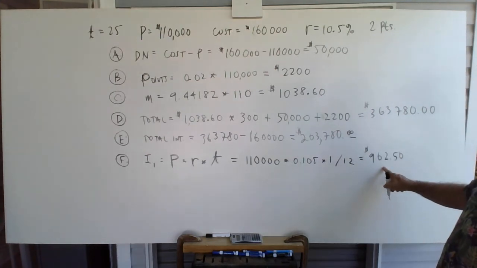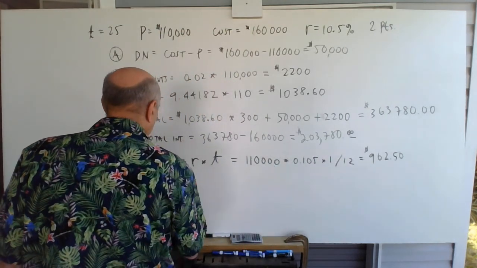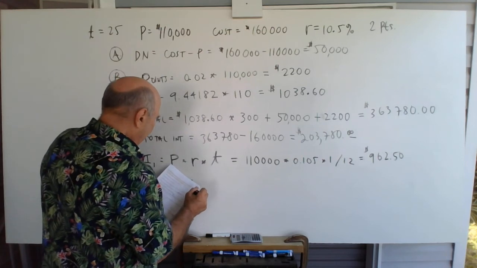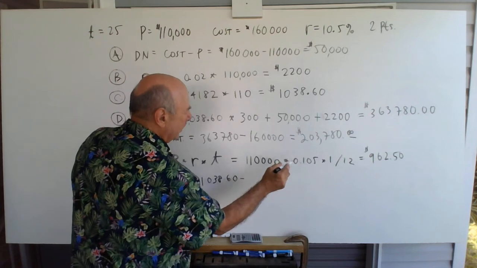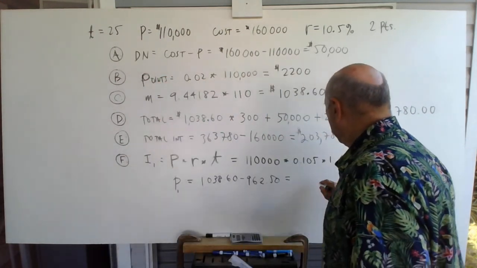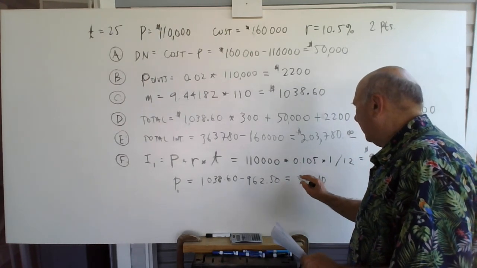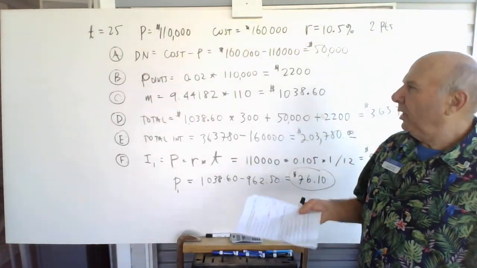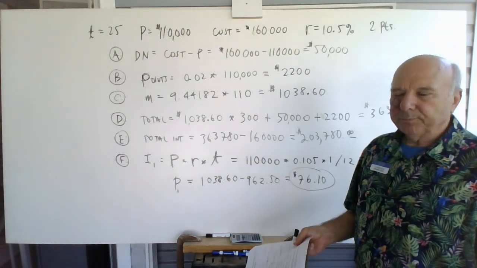That's the interest from the first month's payment. So the principal for the first month will be $1,038.60 minus the interest of $962.50. When you do the subtraction, you get $76.10. That's how much is subtracted from the 110,000 when you calculate the second month's interest.